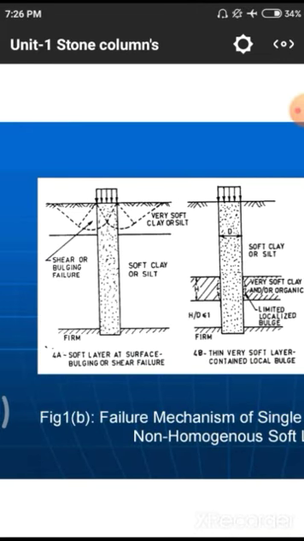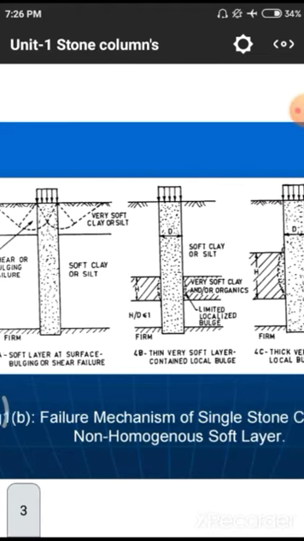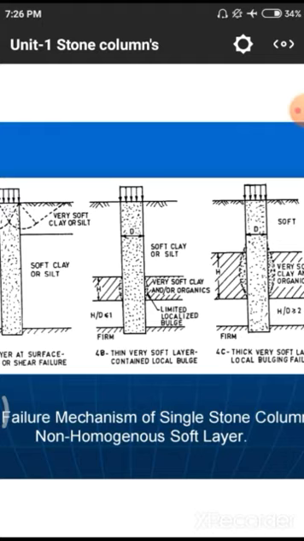In the first layer itself we are having surface bulging or shear failure occurs. That means in the soft layer at the surface there will be an occurrence of a shear failure. But in the case of the second one we are having three different soils. There may be a thin very soft layer, a continuous local bulging. That means bulging means normally some kind of expansion.